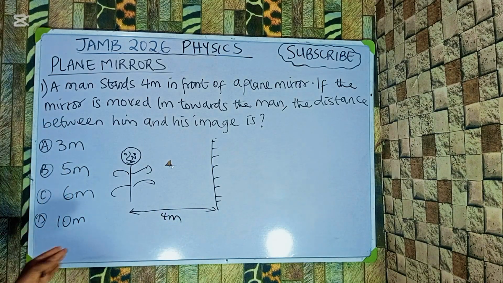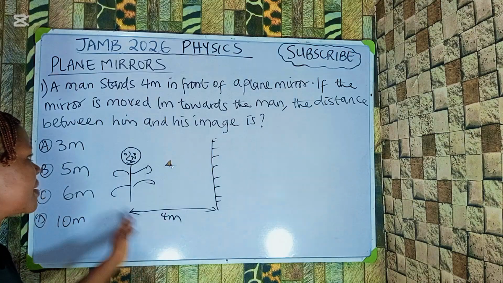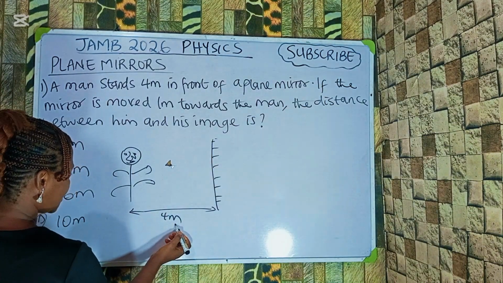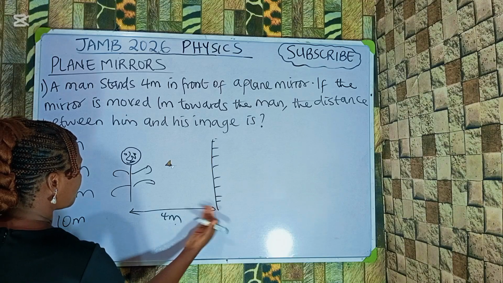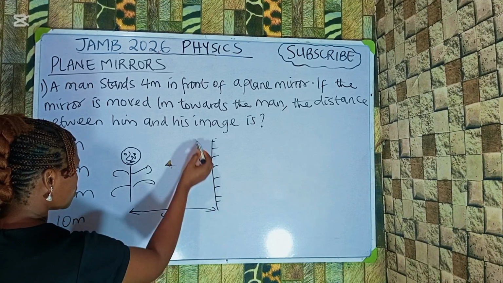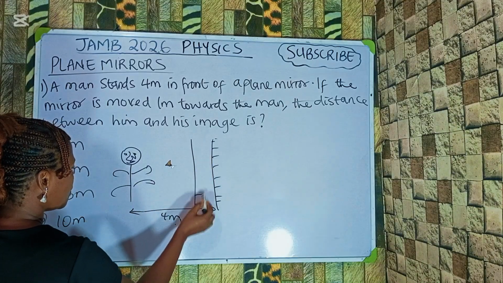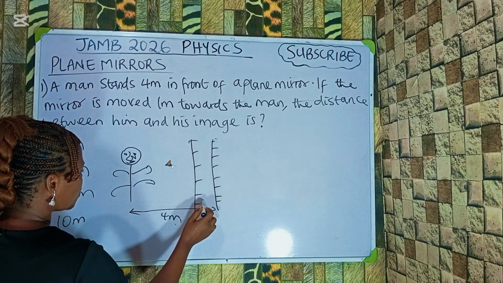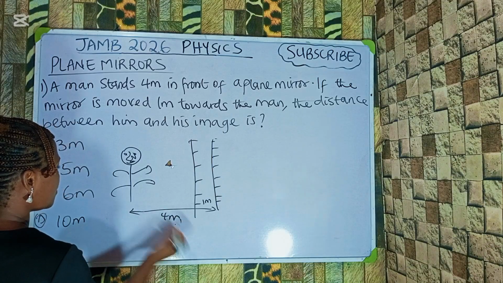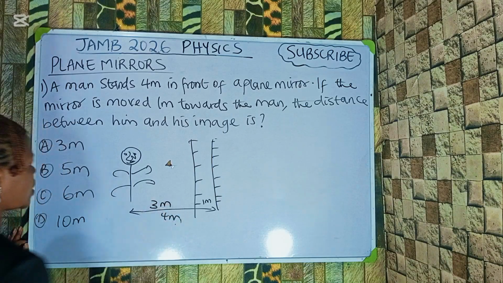Now, if the mirror is moved 1 meter towards the man, that means the mirror was 4 meters away earlier. Now we move the mirror from the back towards him by 1 meter. So the mirror will now be here, and this is 1 meter. So what will now remain here? It's going to remain 3 meters.